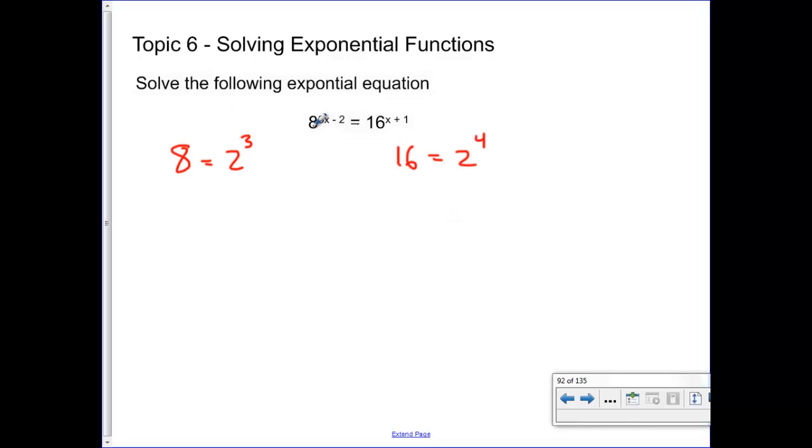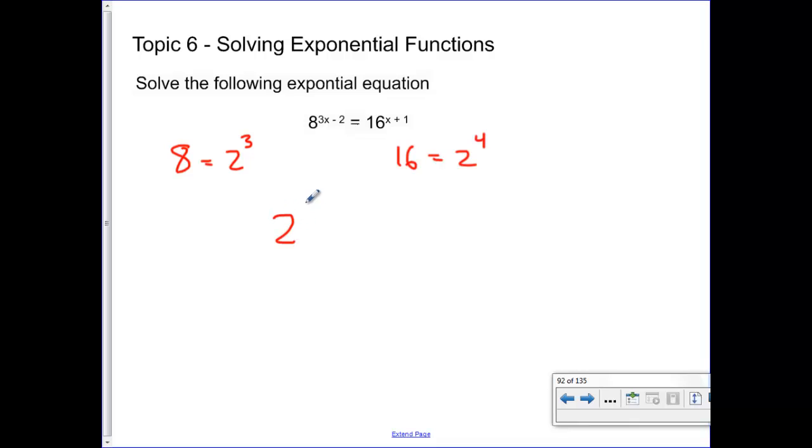Okay, this 8 right here, 8 is actually 2 times 2 times 2. So I can write 8 as though it has an exponent. 8 is actually 2 to the power of 3, 3 being the exponent. 16 is 2 times 2 times 2 times 2. So I can write this base as though it has an exponent. Here's how this looks then.